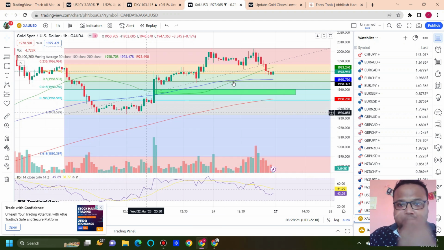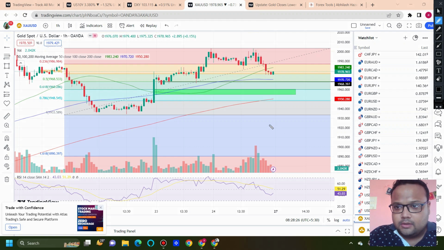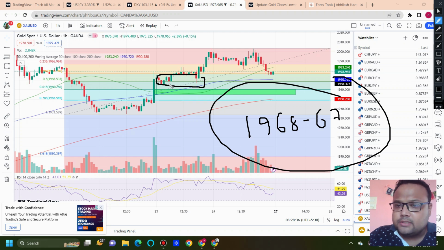First of all, we have a good support around 1968 to 1967. We have a good support around this level. After the market opening, if the market starts falling, keep in mind the market closed at 1978. So after the market opening, if the market is coming down, I'm not talking about a big sell-off.